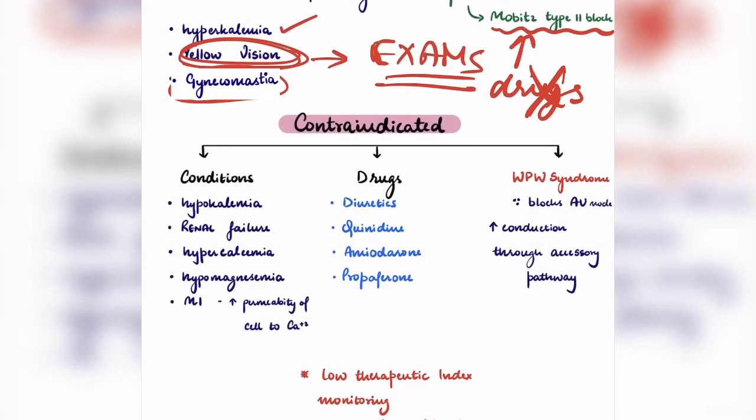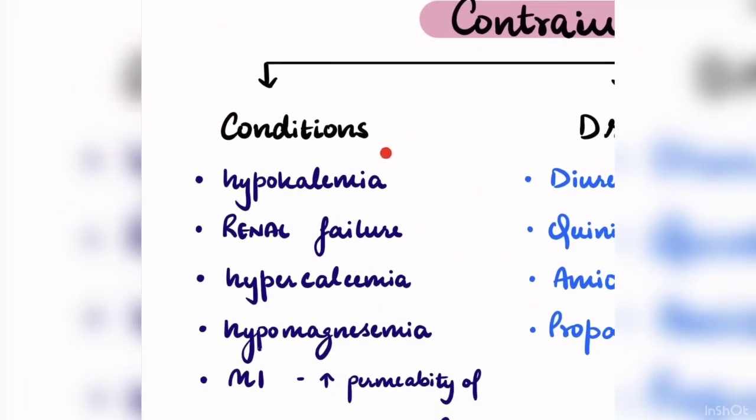Now we'll talk about the contraindications of the drug. Contraindications in three ways. First, the conditions it's contraindicated in. Obviously it's contraindicated in hypokalemia, because in hypokalemia there's less potassium in the body, so the sodium potassium pump is free for the digoxin to bind. It binds more, there's digoxin toxicity. Second is renal failure. I told you that the elimination of digoxin happens through the kidneys. So if there's renal failure, the elimination will decrease, so it will cause digoxin toxicity.